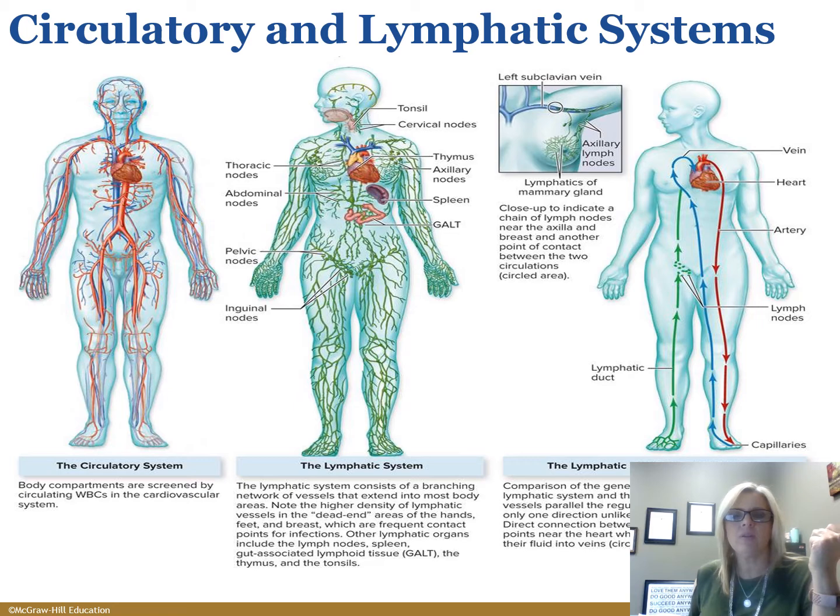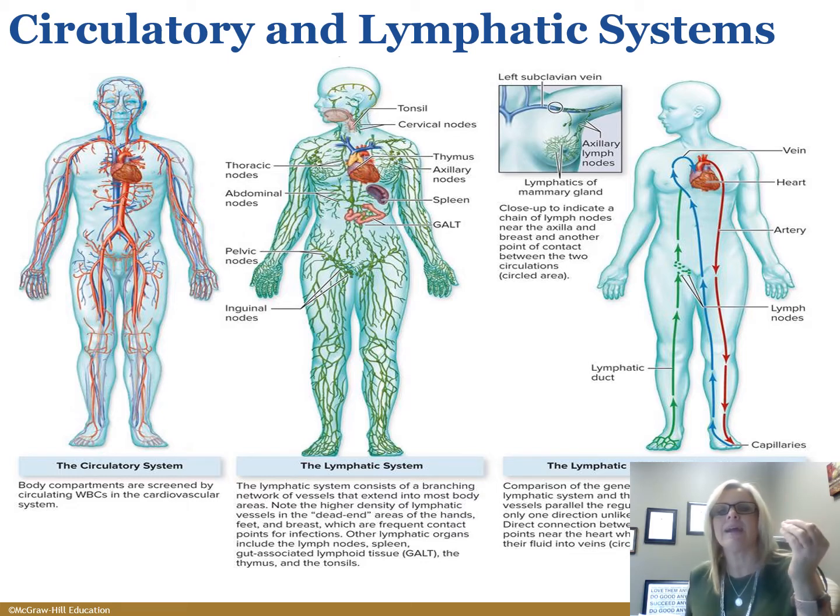You can see there is a higher density of lymphatic vessels in the dead end areas, the hands and feet, breasts. These are frequent contact points for infections. Other lymphatic organs include the lymph nodes, spleen, what we call gut-associated tissues, thymus gland, and the tonsils. On the far right is kind of a comparison of the generalized circulation of the two.